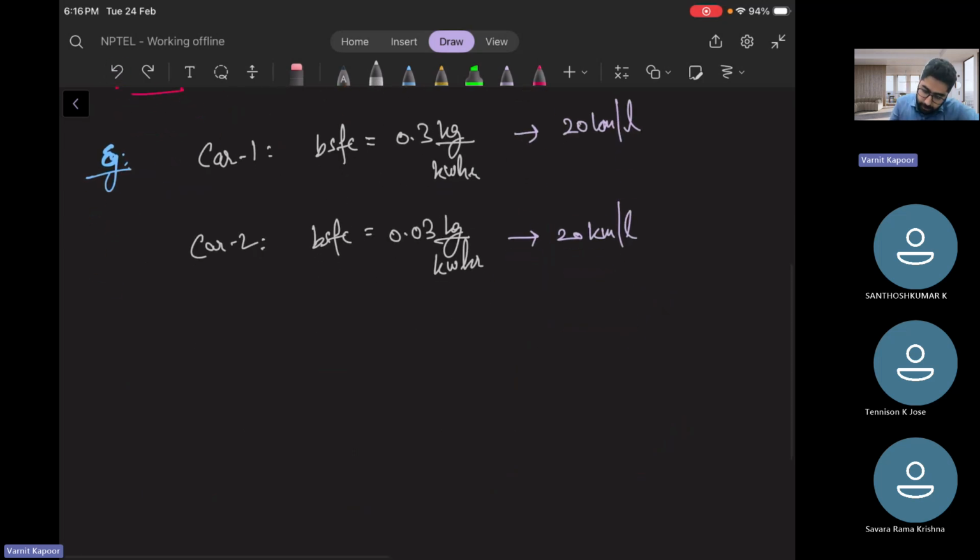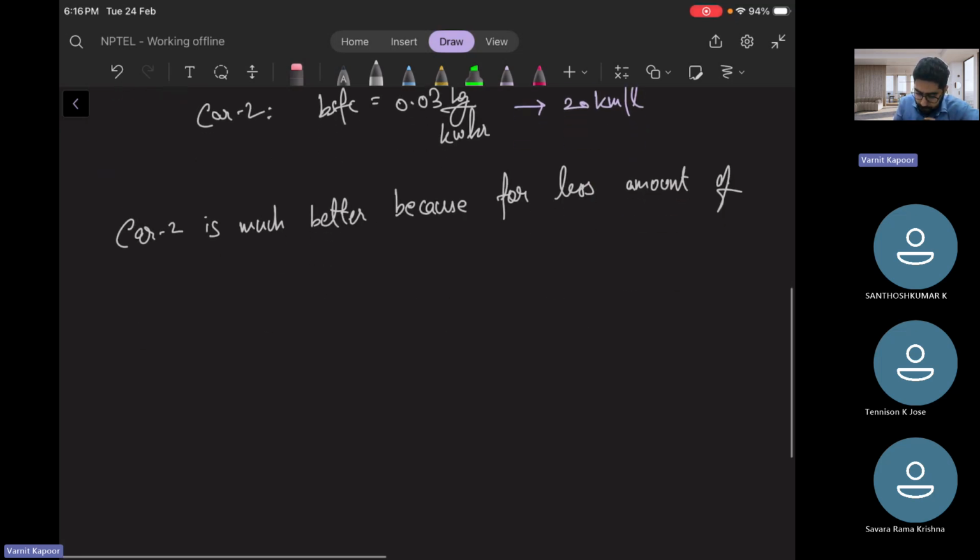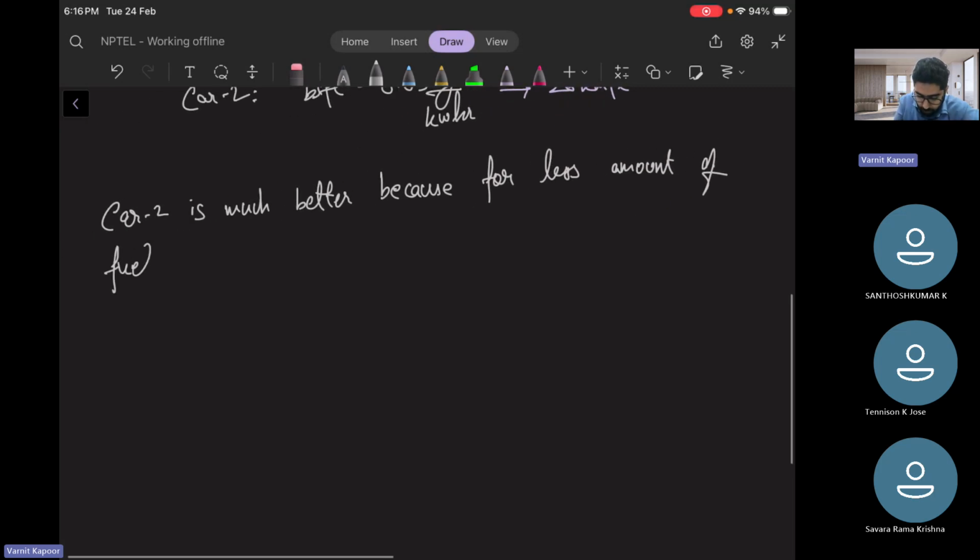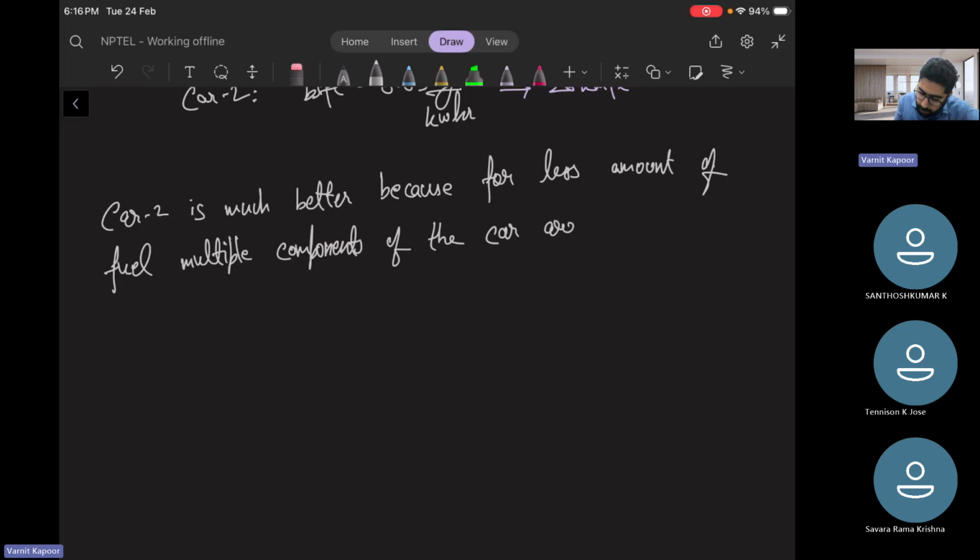So I'll write here the point. Car 2 is much better because for less amount of fuel, multiple components of the car are able to run for the same mileage. Okay, all right.